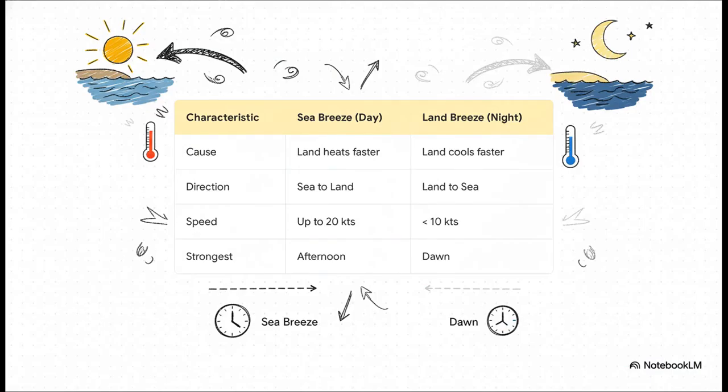So here's the side-by-side. The sea breeze is that strong afternoon wind flowing from the sea. Its nighttime counterpart, the land breeze, is a much gentler flow moving from the land out to sea, and it usually peaks right around dawn, which makes sense, right? That's when the land is coldest, and the water is, relatively speaking, warmest.